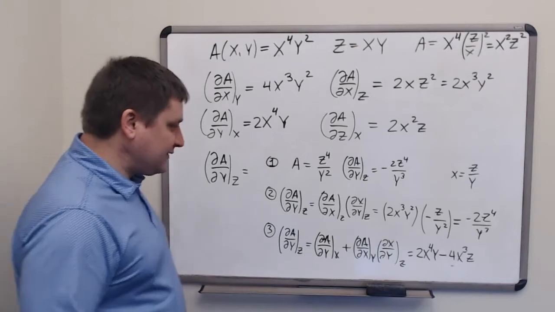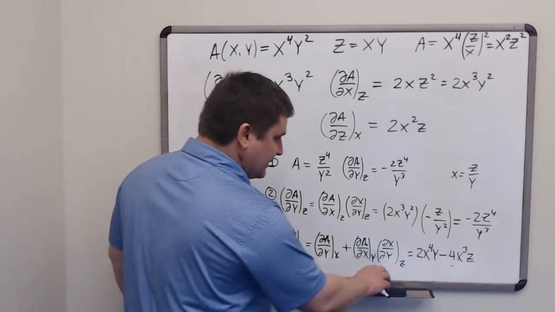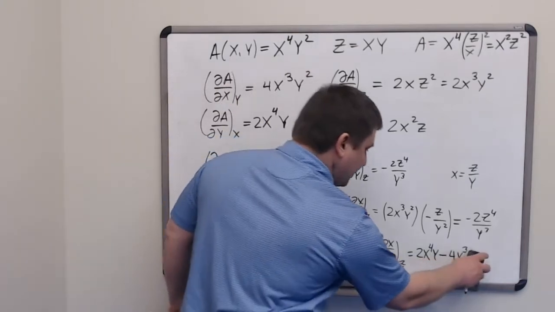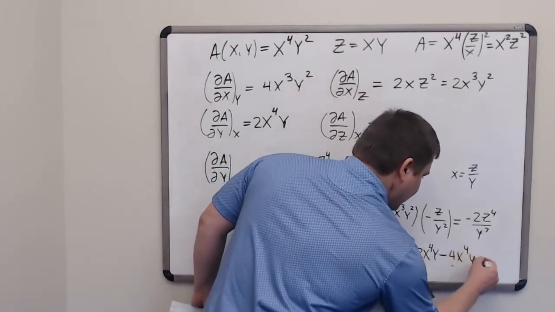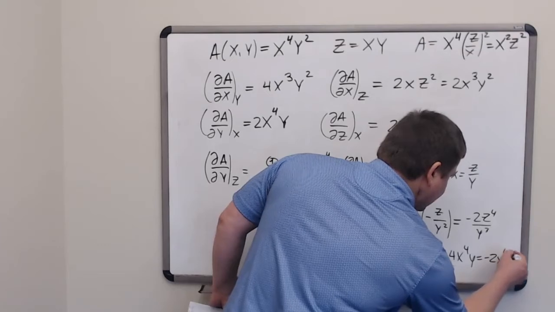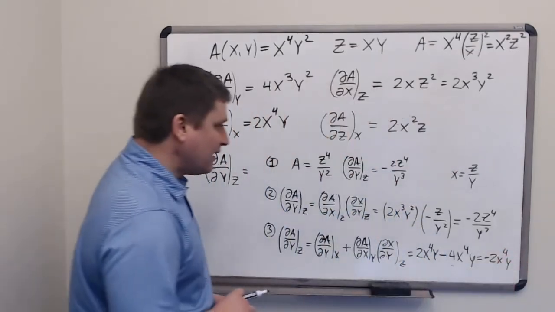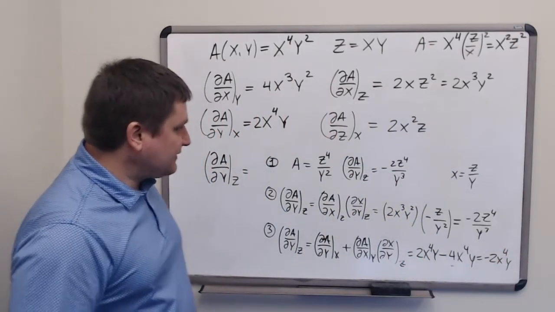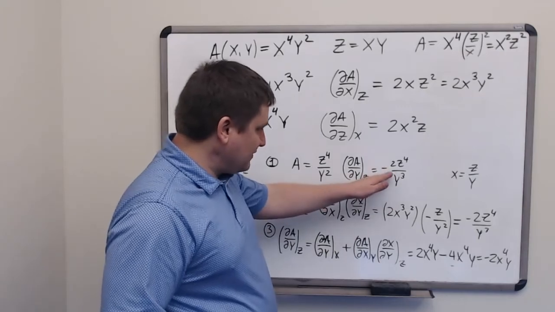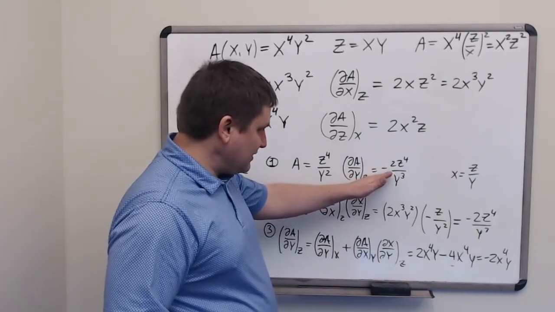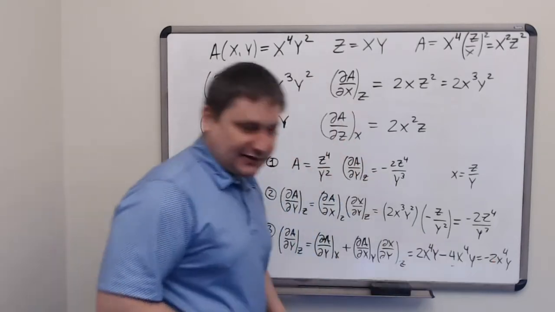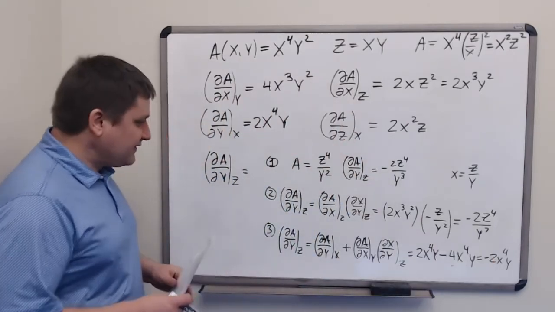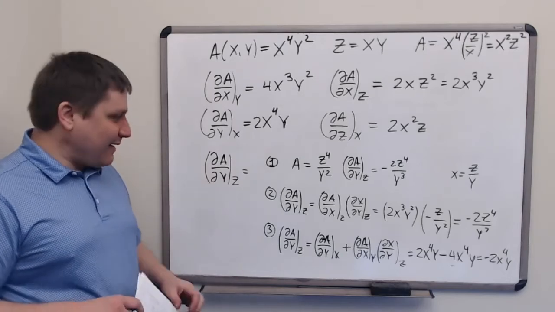We can replace the z's. Let's replace the z for an x. So we'll replace z with xy, so it'll be x fourth y. So we'll get minus 2x to the fourth times y. And that's the same as these other ones. So we've got minus 2z to the fourth over y cubed is the same as minus 2x to the fourth times y. So all three of these methods give us the same answer.